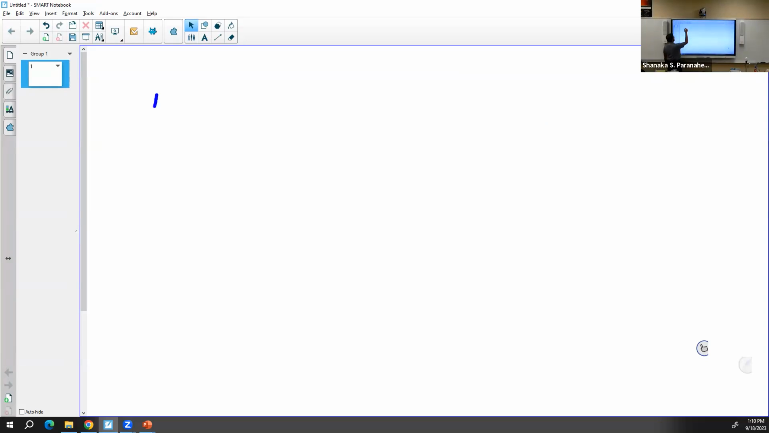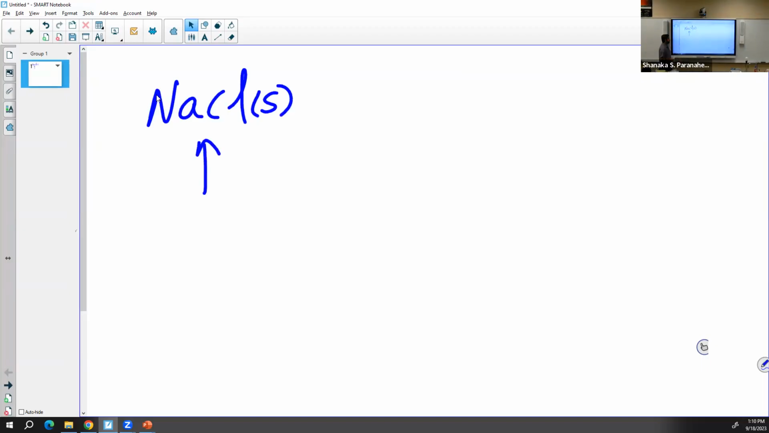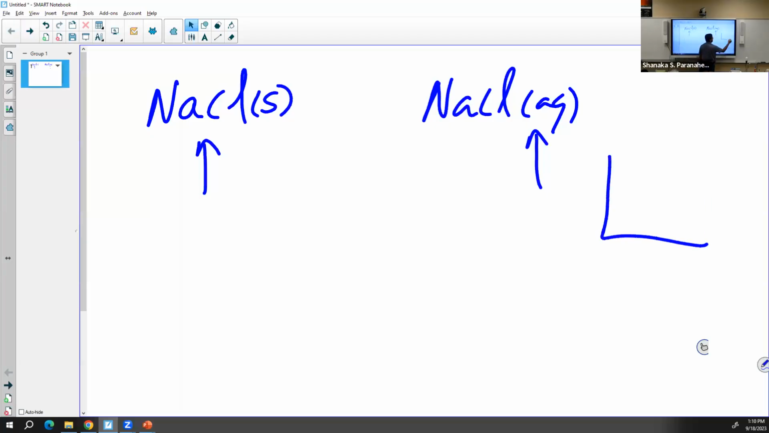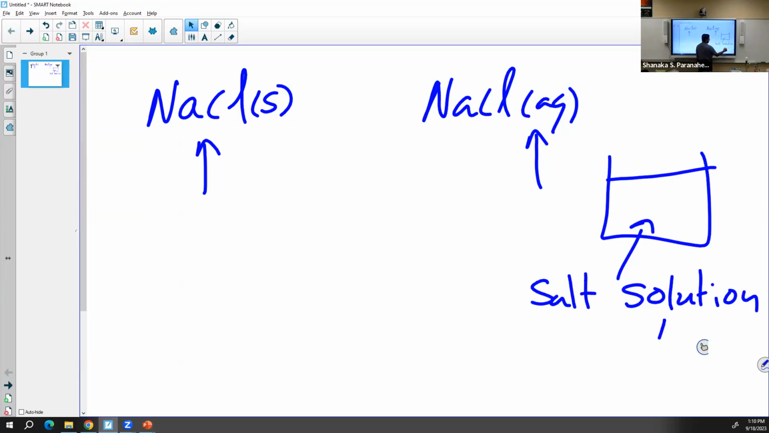As an example, if I write sodium chloride like this, this is pure sodium chloride, which you buy from Walmart. But if I write it like this, sodium chloride, aqueous, now this is a sodium chloride solution, a salt solution. So that's the difference between S and AQ. AQ means this is a solution. A solution has a solvent, and when the solvent is water, it says AQ.